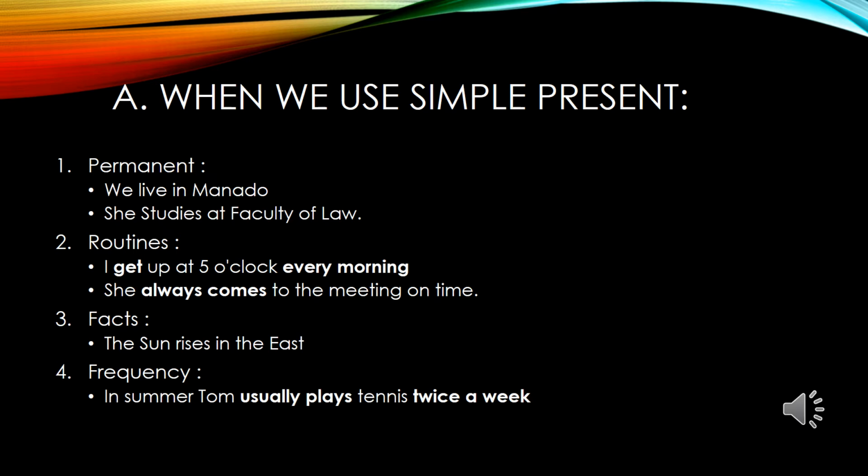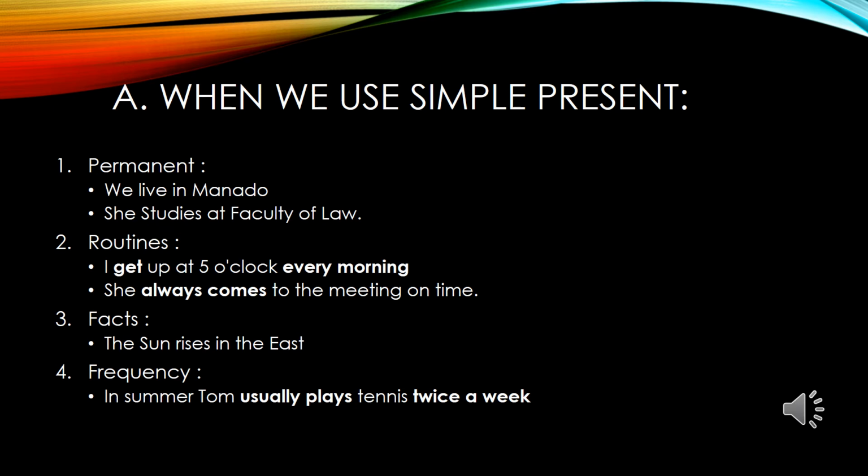First of all, we can use the present simple tense to talk about things which are permanent, which are more or less always true. For example, we live in Manado. She studies at Faculty of Law.